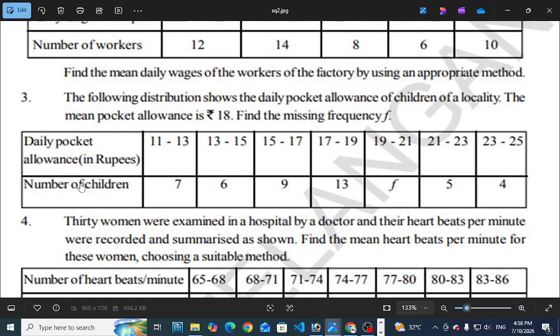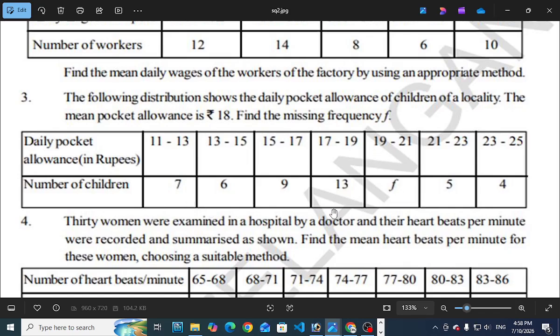The daily pocket allowance and the number of children are given in 2 rows: 11 to 13 rupees, 7 children; 13 to 15 rupees, 6 children; 15 to 17 rupees, 9 children; 17 to 19 rupees, 13 children; 19 to 21 rupees, F children; 21 to 23 rupees, 5 children; 23 to 25 rupees, 4 children. In this way, we have the daily allowances in rupees for these children.